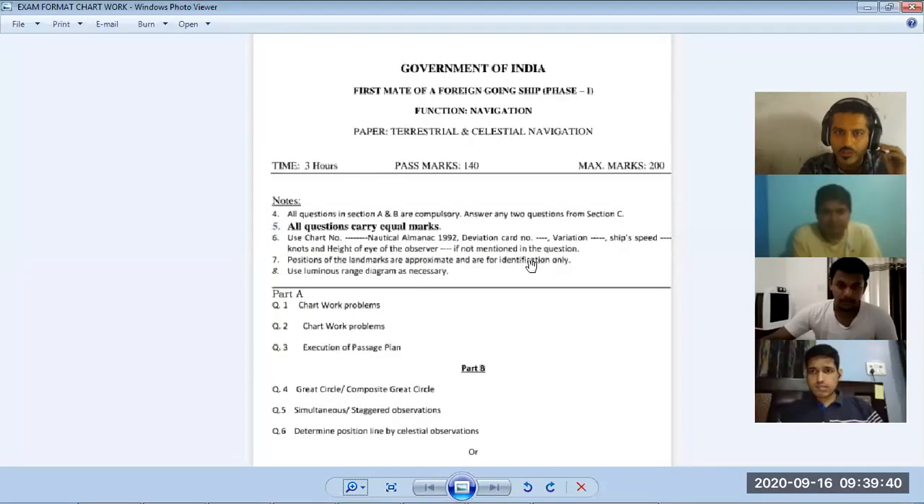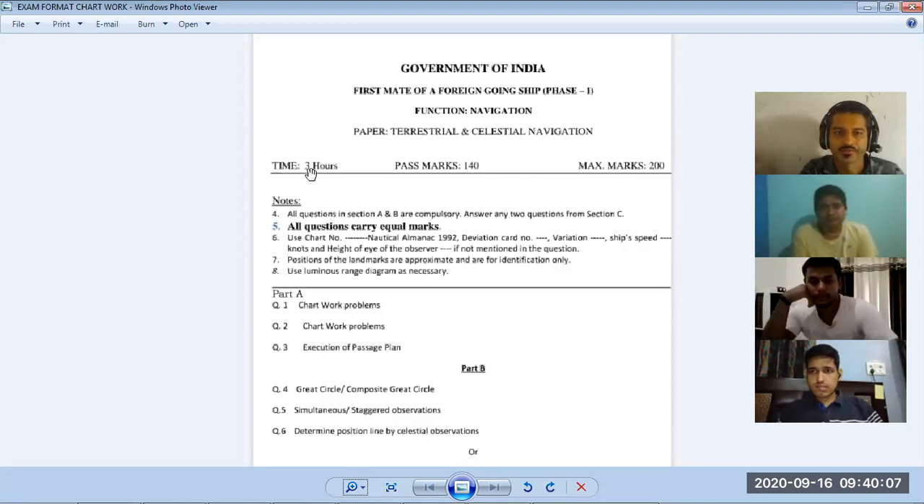So now we are going to start with chart work familiarization. That means your Phase 1 chart work paper, which is Function 1, the navigation function, and the paper is terrestrial and celestial navigation. So you have a paper of 200 marks, and passing is 70%. That is 140 marks, and it's a 3-hour paper, and it's concerning both terrestrial and celestial navigation.